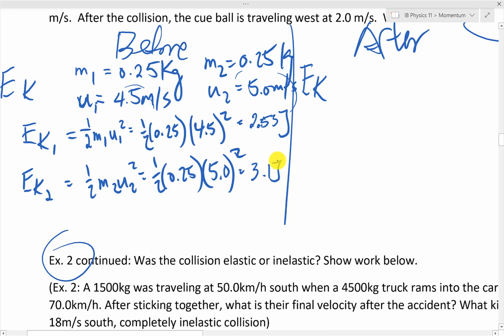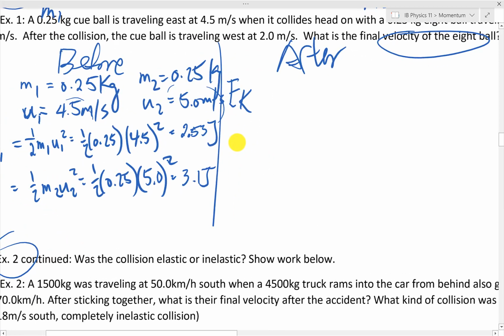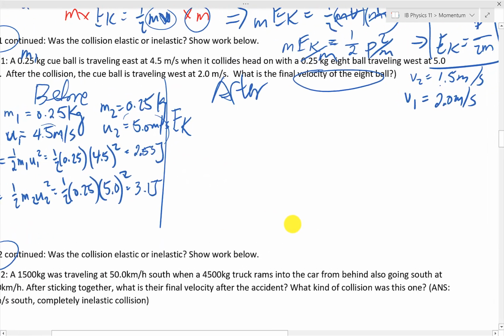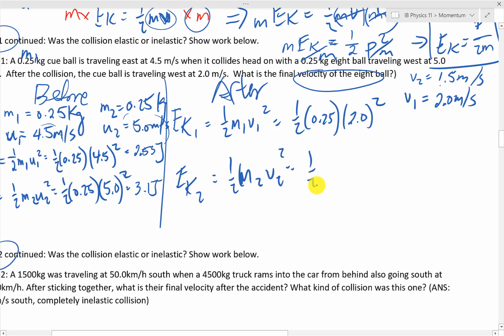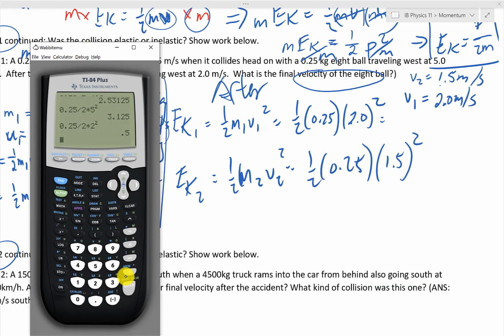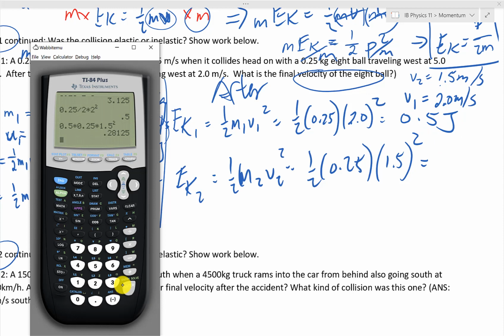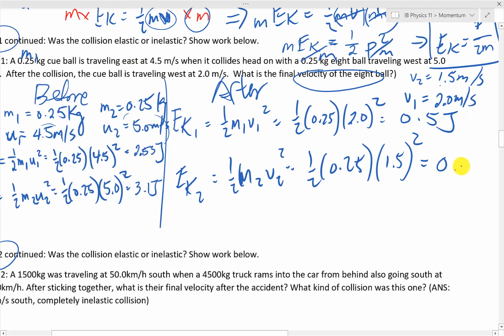And I'm not going to really care about sig figs right now because I'm pretty sure that's going to give us a bigger number compared to after the collision. Unless the question specifically asks you for the total kinetic energy, I would probably have to do some proper adding and rounding after that. So then after the collision, we're going to do the same thing for mass 1 and mass 2. I get 0.5 joules for the first mass after the collision. And I get 0.28 joules for the second mass.